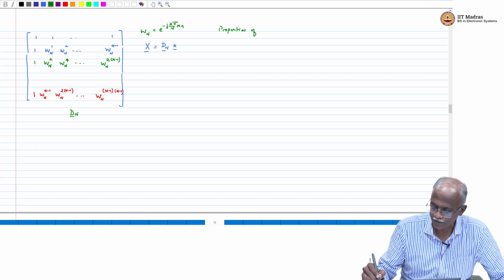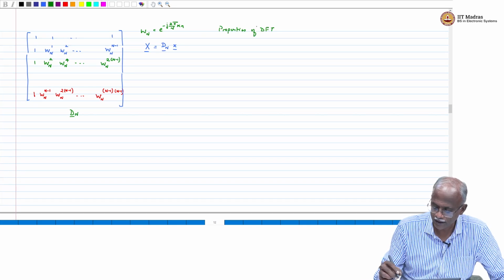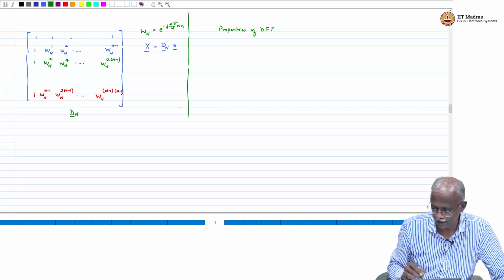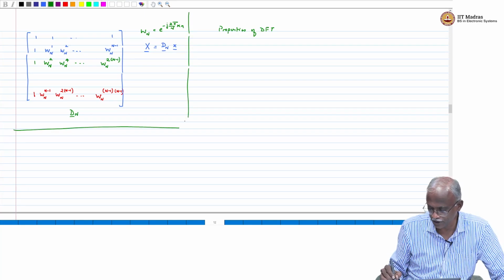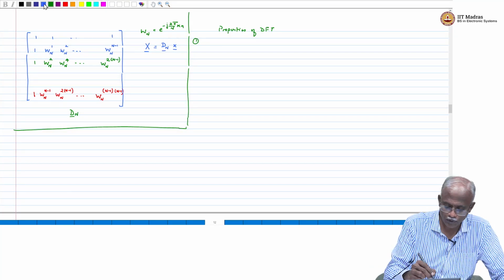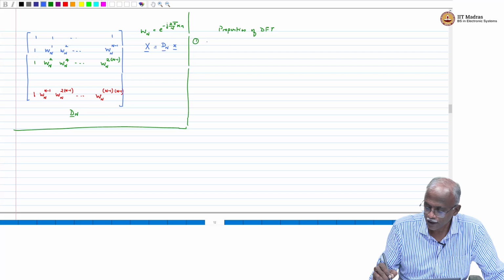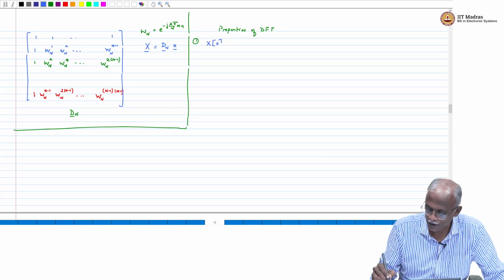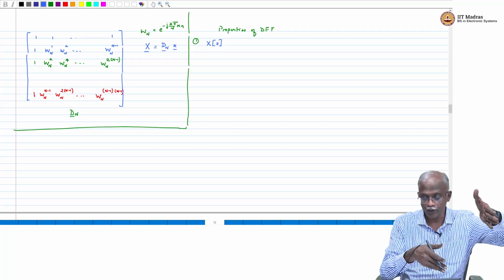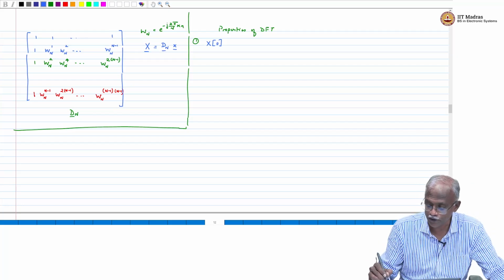Properties of the DFT matrix. You can just look at the corresponding relationships or look at the expressions that are there in the left hand box and be able to write down. The first property that I would like you to verify is what is the expression for X of 0. X of 0 is the topmost DFT coefficient. So, that is basically the first row.